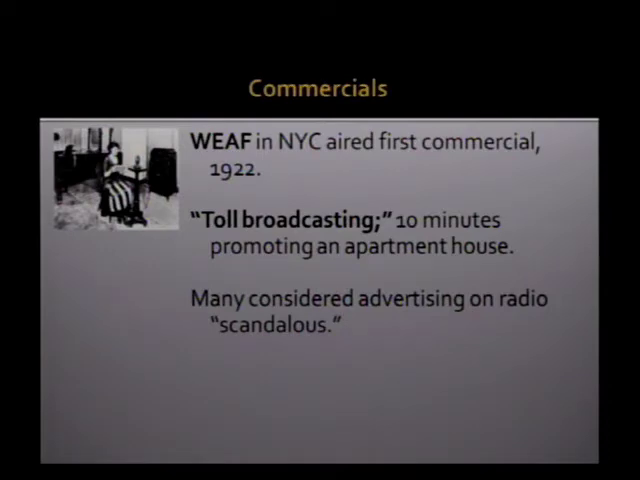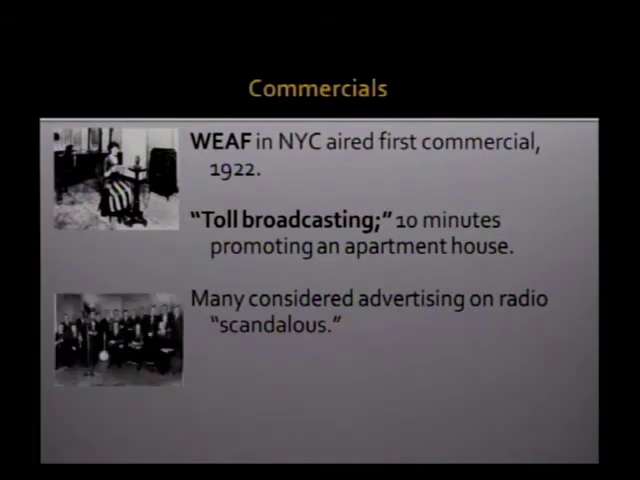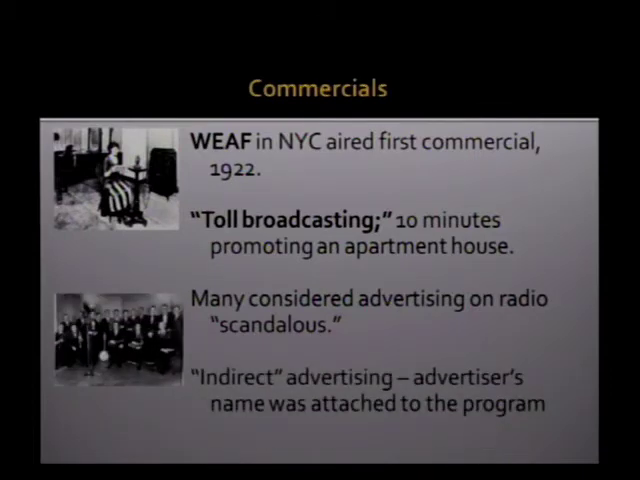WEAF in New York City actually aired the first commercial in 1922. They had what they called back then toll broadcasting, which they had an advertiser, allowed them 10 minutes to promote whatever product they had. Indirect advertising allowed the advertiser's name to be attached to the program. And it took really until 1928 for the industry to finally start advertising in kind of the traditional sense.